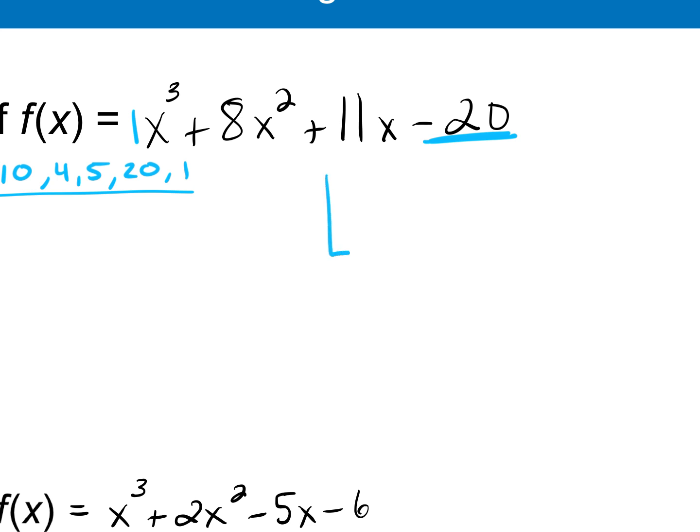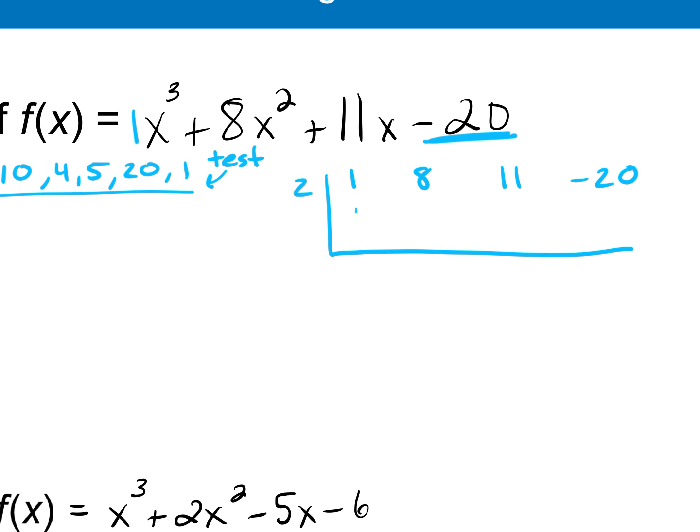So inside the box, what would go inside? 1, 8, 11, and negative 20. Our coefficients go inside the box. Now we need to test and see what works. We're going to test our possible solutions. You can pick any one of these numbers, and we're going to do synthetic division with it and see if it gives us 0. What do you want to try first? 2. Sure, let's try 2.